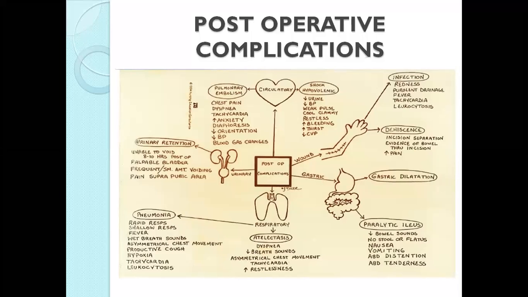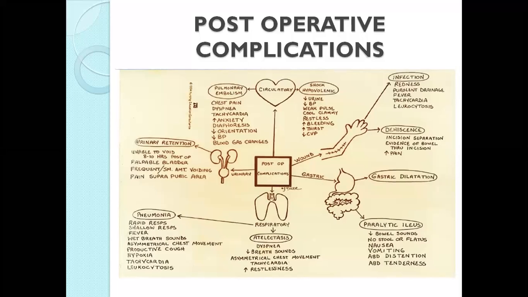Then what is dehiscence? Dehiscence is what happens after the operation, when the edges of the wound become separated. I will be teaching the types of wounds later and will explain dehiscence in more detail. That is also one common complication, where the wound becomes loose or separated.